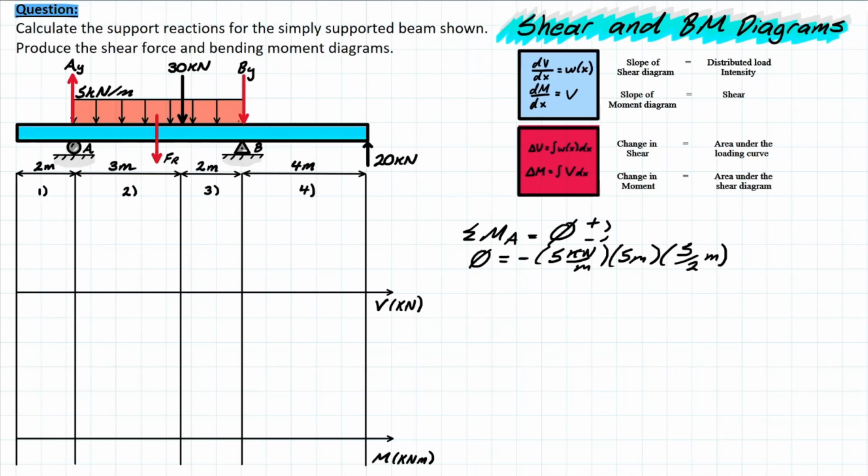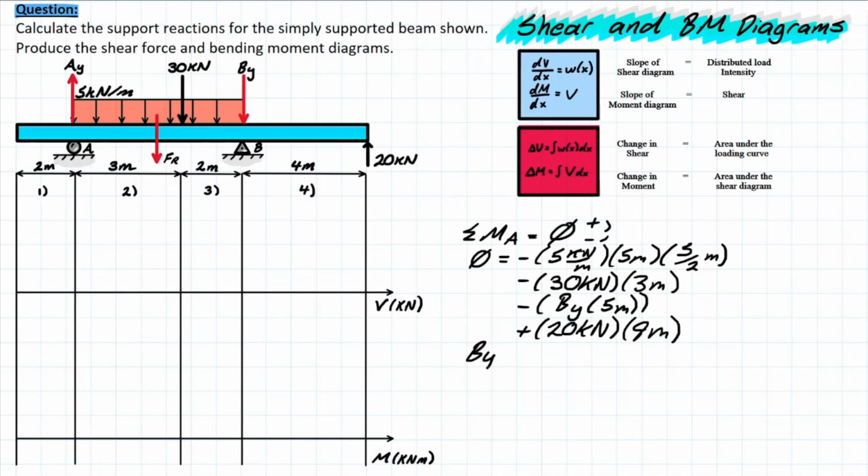The next one we're going to run into is this 30 kilonewtons. So we have 30 kilonewtons. That distance away is 3 meters. The next one we run into is By, which I've drawn downwards, so it's going to be negative. We have By times the distance away, which is 5 meters. And then we have the final force from the 20 kilonewton at the end. So we have a positive 20 kilonewton for that counterclockwise rotation at a distance away of 5 plus 4, which is 9 meters. Then solving for that, By is going to be equal to 5.5 kilonewtons. And that's positive, meaning that we've drawn this in the proper orientation.